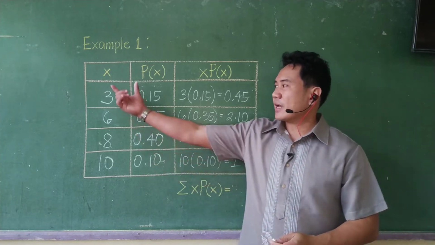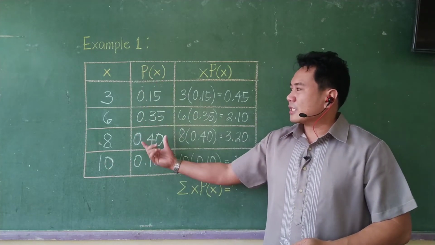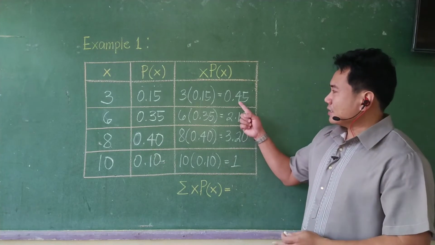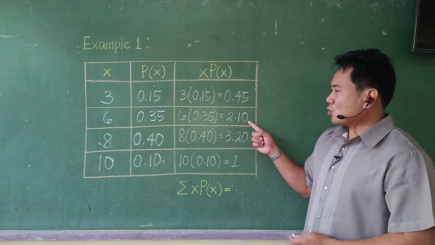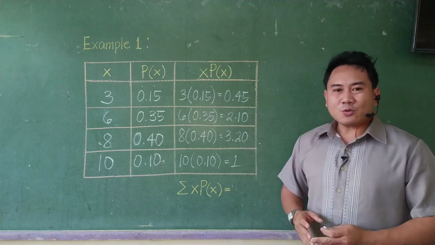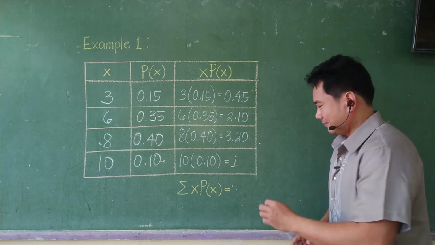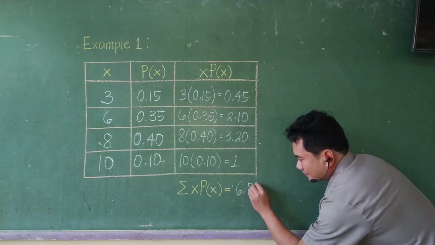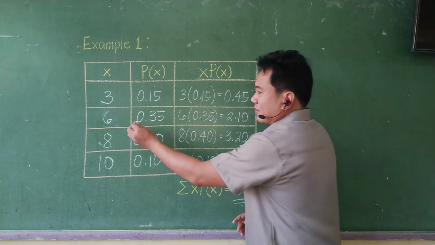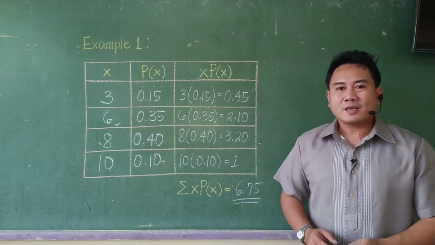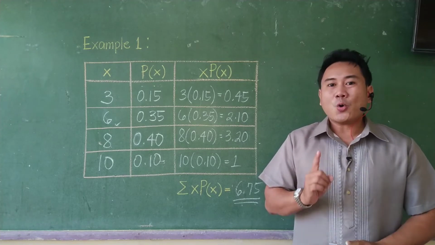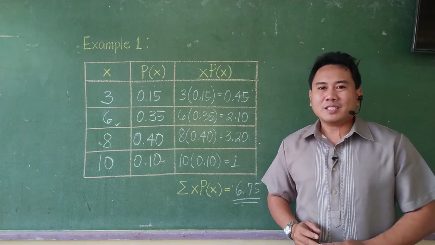After multiplying our x values with its corresponding probabilities, we are going to add all the products. 0.45 plus 2.10 plus 3.2 plus 1 is equal to 6.75. Roughly, you will find it here. 6.75 is the average, the expected value, or the mean of our probability distribution.